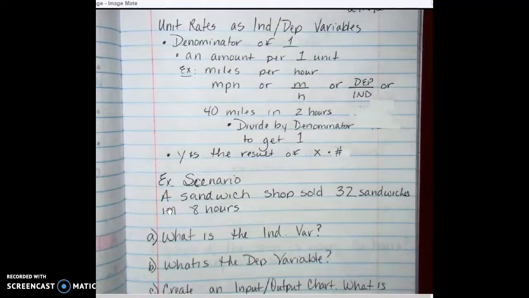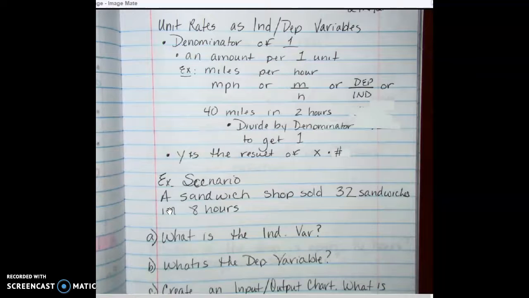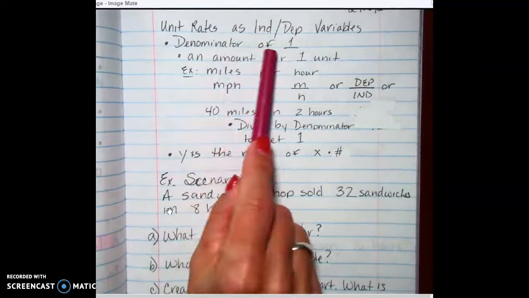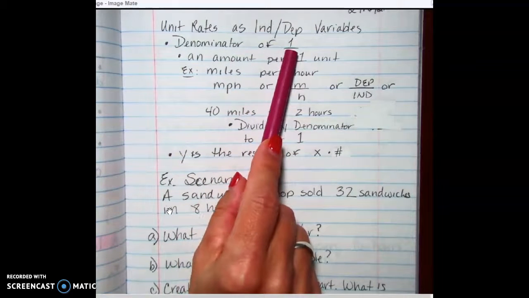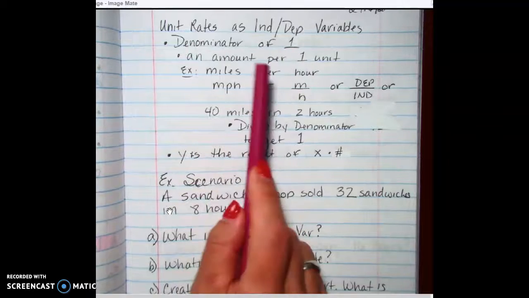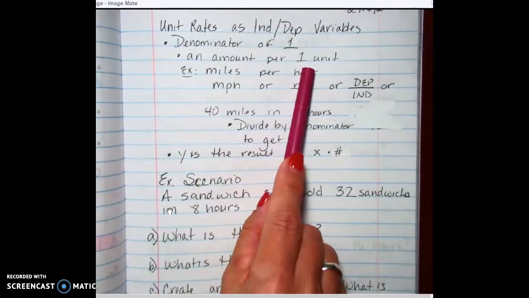So today we worked on unit rates as independent and dependent variables. This is building off of what we learned on Friday, determining which is independent and which is dependent. When we're using unit rates, this is a refresher because we did do these last semester. A unit rate always has a denominator of 1. So the bottom number is 1. A unit rate is an amount per 1 unit.